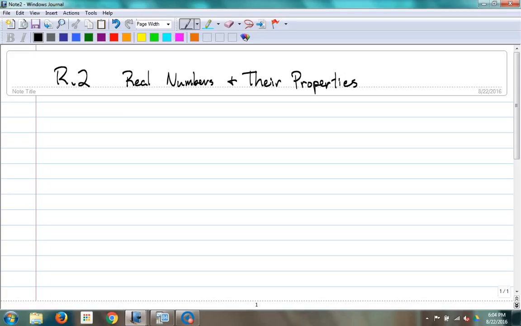We're still going to be dealing with some sets. We're going to be dealing with some pieces of sets and classifying some numbers and what kind is this, and is this a natural number, is it an integer, is it a rational number, and that sort of thing.